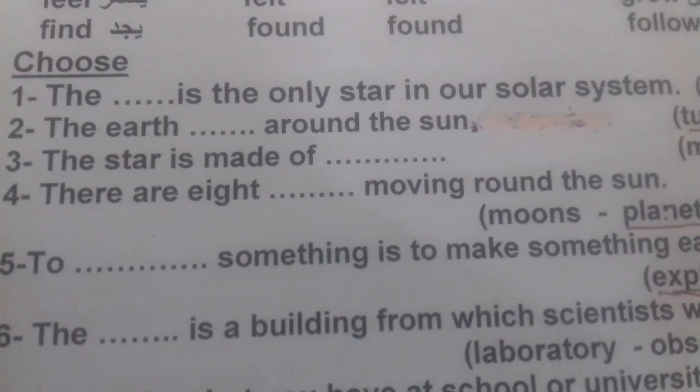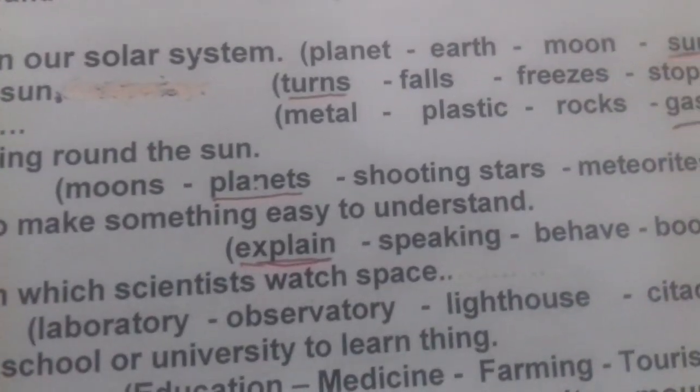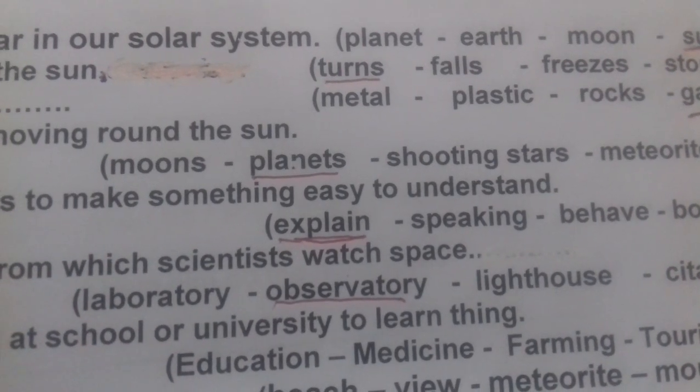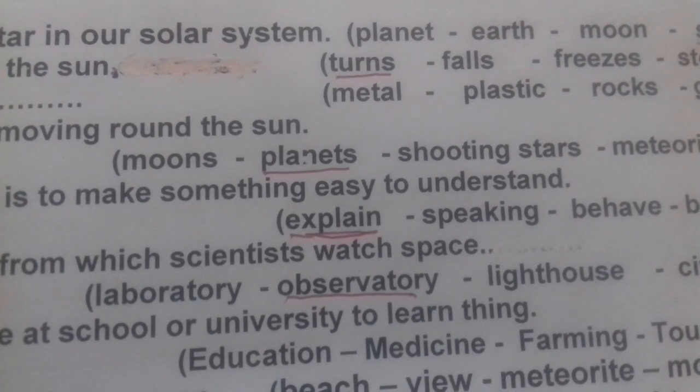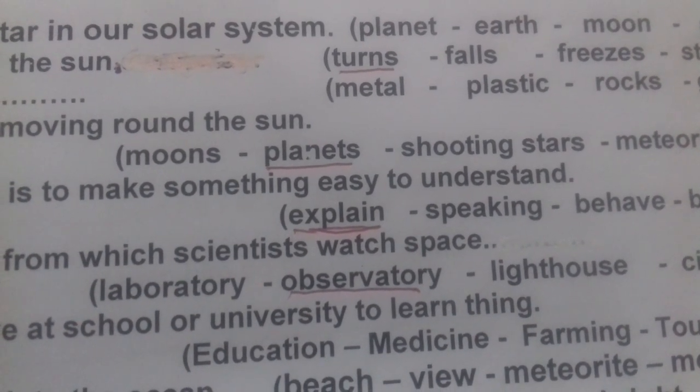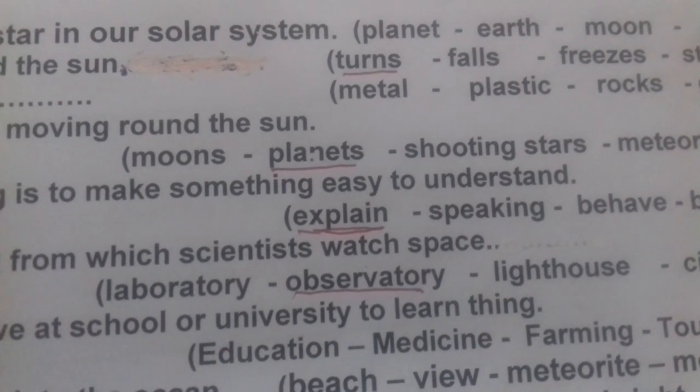Question 6. The observatory is a building from which scientists would watch space. ايه المبنى اللي العلماء بيراقبوا منه الفضاء؟ It's the title itself، ده العنوان نفسه. المبنى ده اللي هو the observatory المرصد. Be careful that the laboratory is used by scientists but for another purpose. يعني المعمل بيستخدم بصوت العلماء بس لغرض آخر for doing experiments.